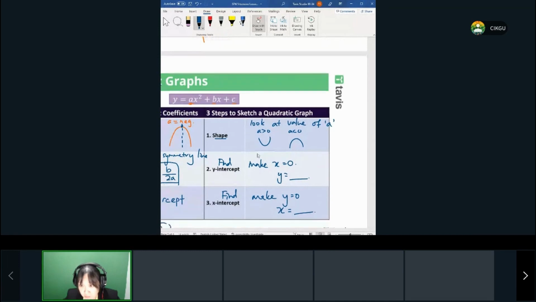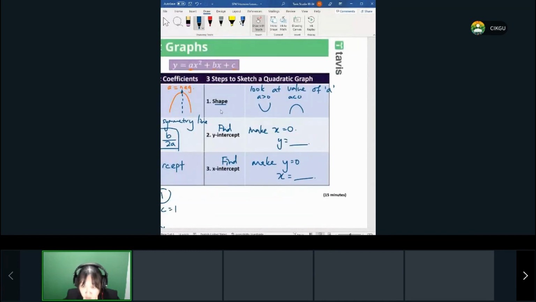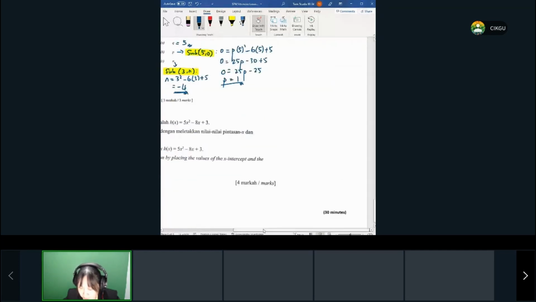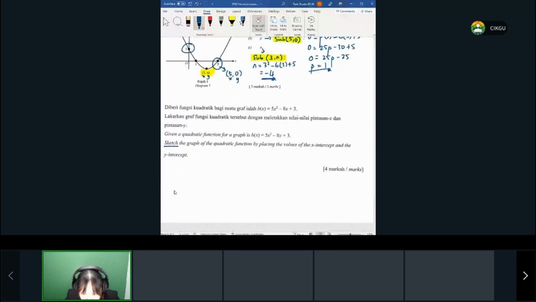All you need in order to sketch a graph, you just need these three things only: the shape, the y-intercept, and the x-intercept. Nothing else. Okay, so let's apply our concept here. First step, shape. Look at this graph, ax squared plus bx plus c. My a, 5. 5 is a positive value. So that means smiley face.